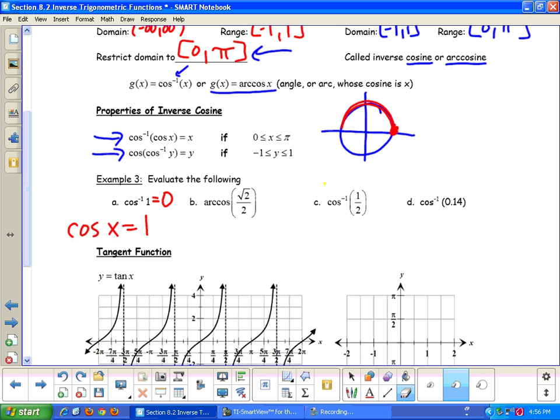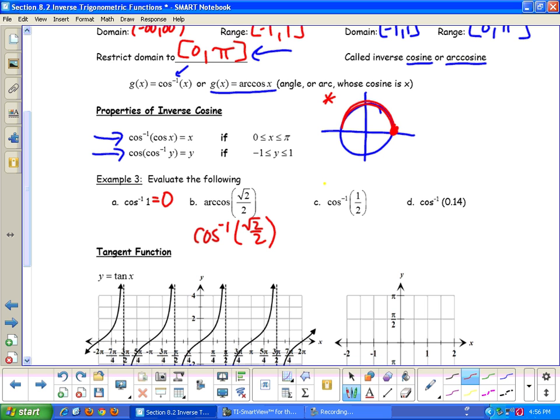If we do the arc cosine of root 2 over 2, that means we're doing the cosine inverse of root 2 over 2. So we're saying, the cosine of what angle on my unit circle will give me a value of root 2 over 2? Well, first I would have to think, root 2 over 2 is positive, so would that be quadrant 1 or quadrant 2? Well, I know cosine is negative in quadrant 2, so it has to be quadrant 1. So where do we get root 2 over 2? Right here. So that would be an angle of pi over 4.